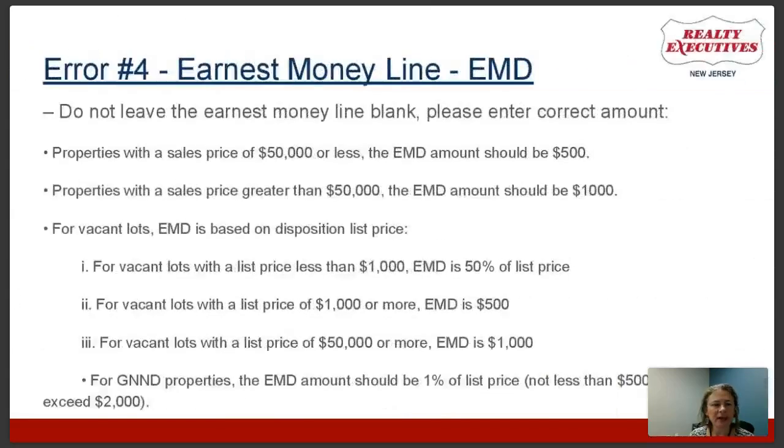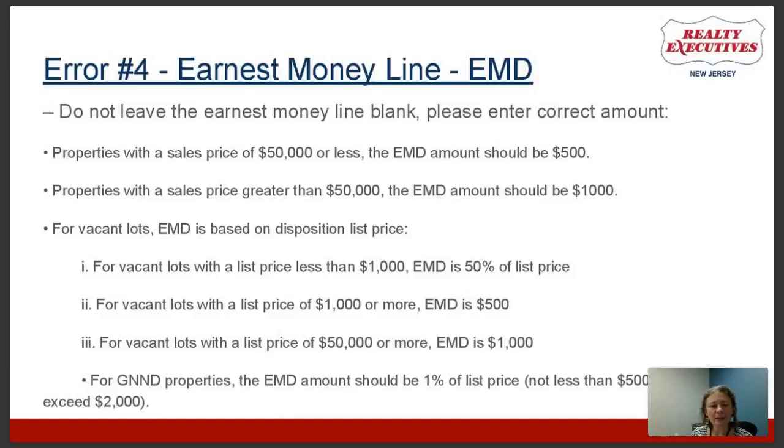The next error is the earnest money deposit. There is a specific line in the sales contract. It cannot be left blank. Now, the amount that has to be paid depends on the sales price and the type of property it is. So for a property where the sale price is less than $50,000, the earnest money deposit is $500. Properties that have a sales price larger than $50,000, the amount has to be $1,000. That is the good faith deposit.